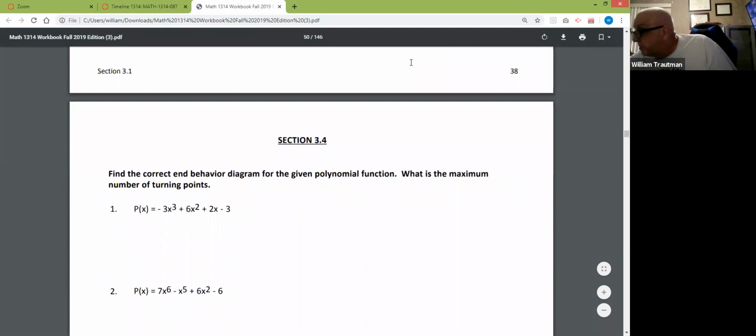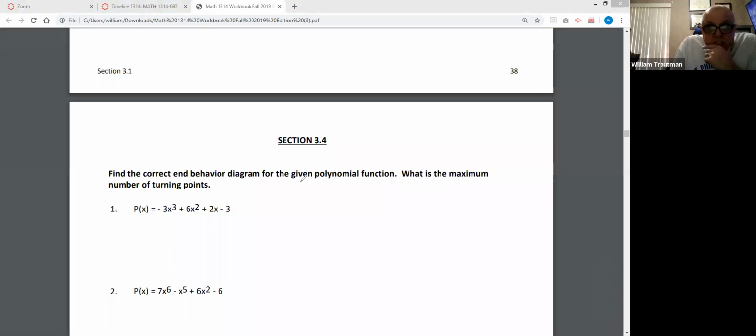I don't see any of that. I thought we had some questions that asked about end behavior, but no. But I do have a question here. I mentioned it briefly in class, but I'm not sure anybody picked up on it: turning points.